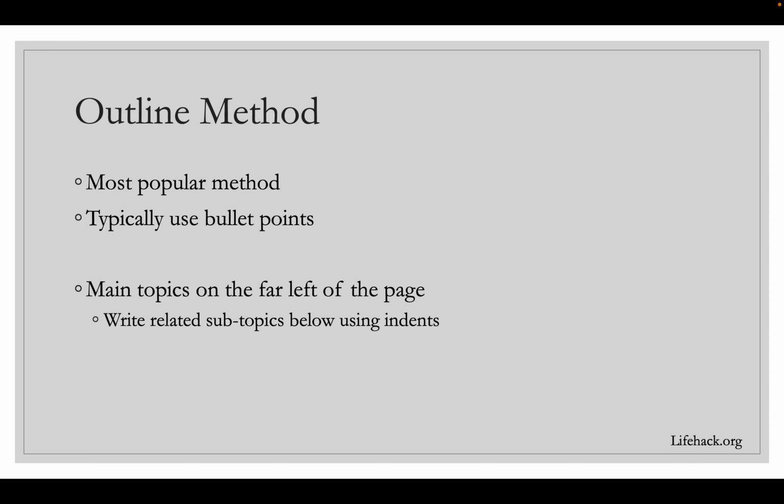Okay, next up is the outline method. It's the most popular method amongst students, but again, if it doesn't work for you, no problem. In the outline method, you typically use bullet points for your sentences. The main topics go on the left-hand side of the page, and then you write any related subtopics below that main point using indents.